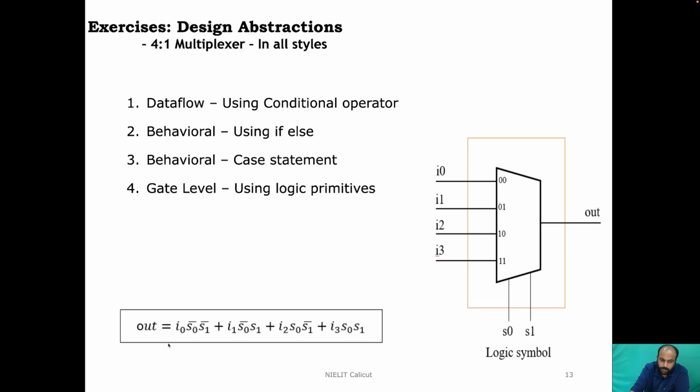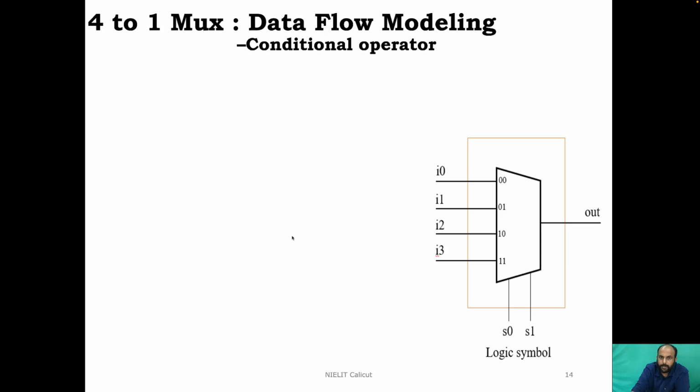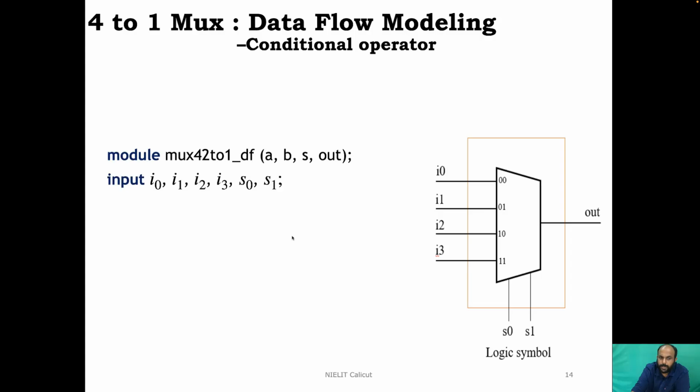So the sum of product expression would be out is equal to I0 times S0 bar S1 bar plus I1 times S0 bar S1 plus I2 times S0 S1 bar plus I3 times S0 S1. All these plus signs should be replaced with the OR operator, and all these product terms should have the AND operator as far as the logic implementations are concerned. So now let us see how to write it using the conditional operator, then behavioral statements, as well as using gate level primitives. To start with, let us discuss the conditional operator.